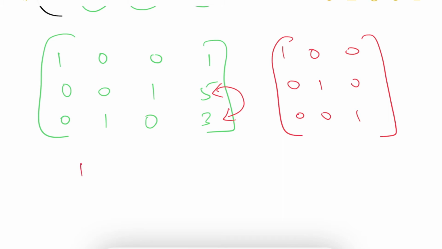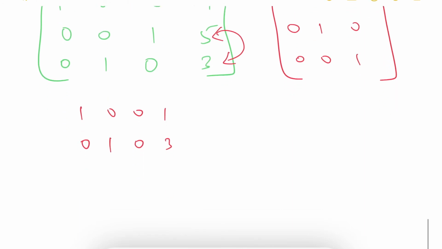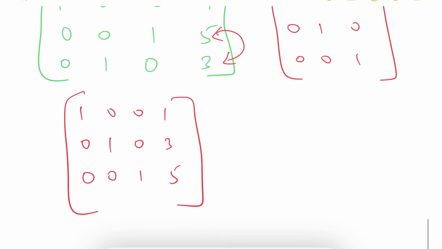So first row as it is, 1 0 0 1, and the third row will come to the second row, right? 0 1 0 3. The same way the second row will go to the third row, 0 0 1 5. So this is finally what we got now.